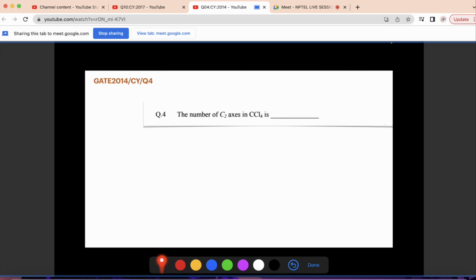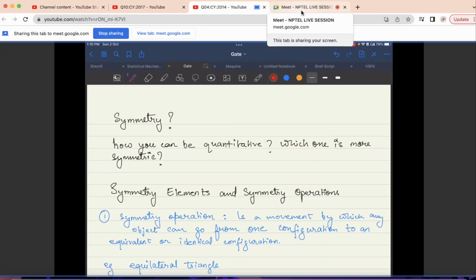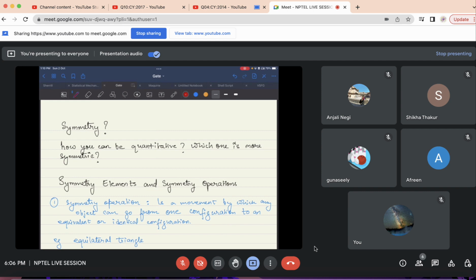So first, let's look into some basics. What is symmetry, and how can you be quantitative about it, like which molecule, for example, is more symmetric than the other molecule? These questions will be answered in this video. I will be discussing the symmetry elements and the symmetry operations.